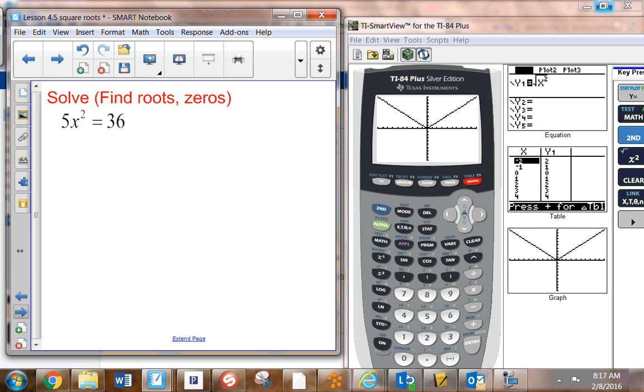All right. 5x squared equals 36. Do this one. Do not turn this into a decimal.